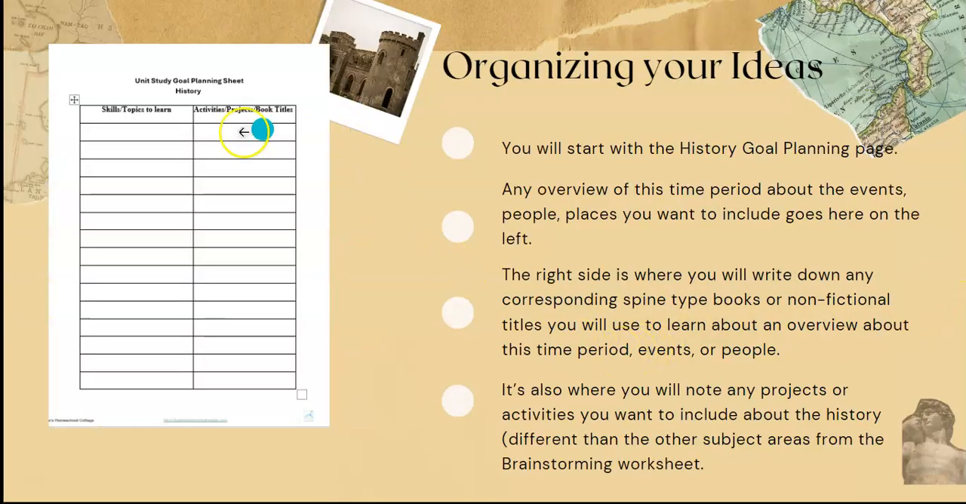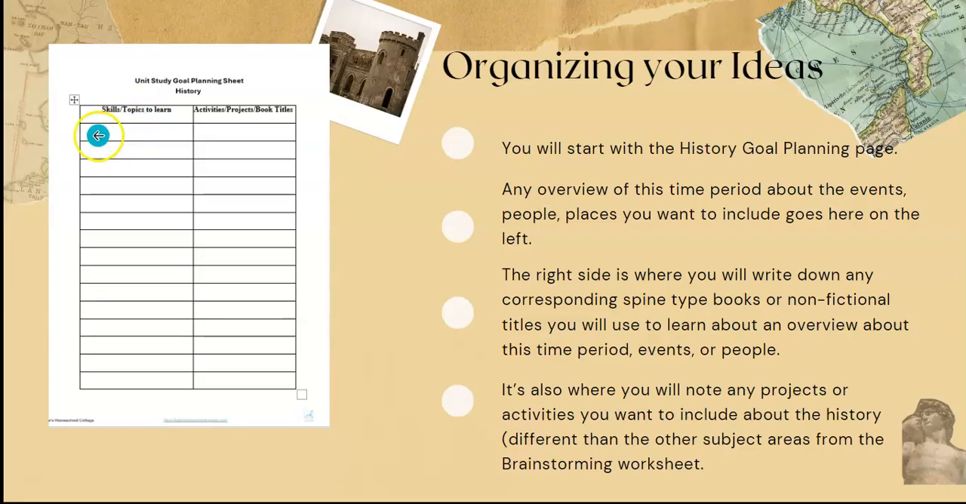The next step is to organize your ideas, and you would use this goal planning sheet that I've created. And you can see that each goal planning sheet has an academic subject area at the top. So that way you can organize your thoughts according to, okay, this is what I want to include for history. These are the things that happened in science. These are the things that had to do with art and architecture, and so on.